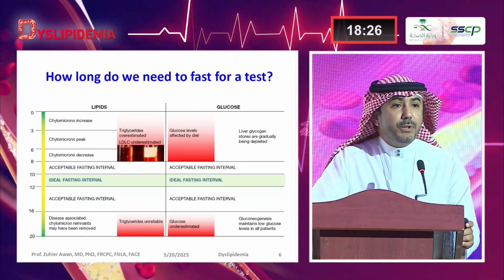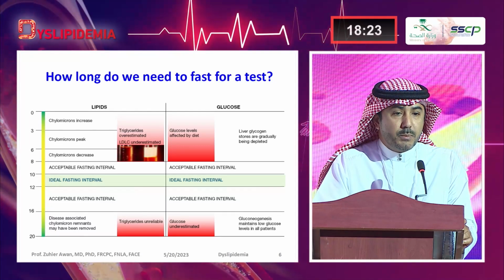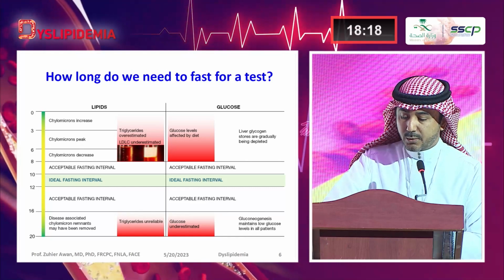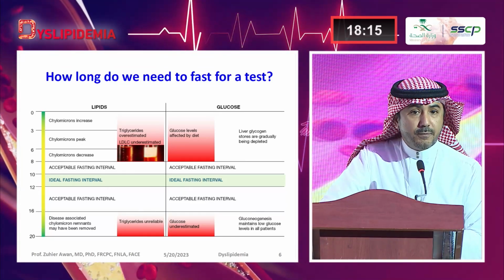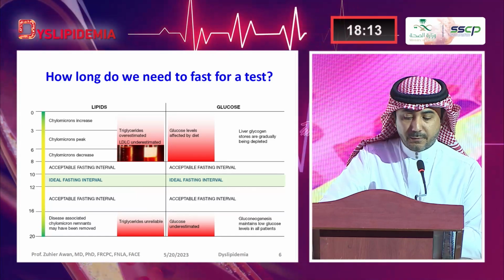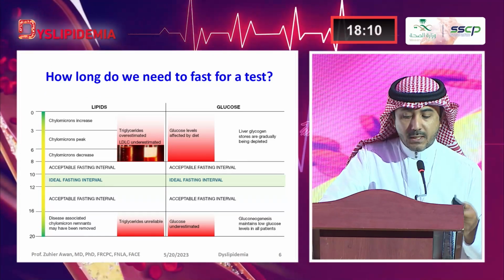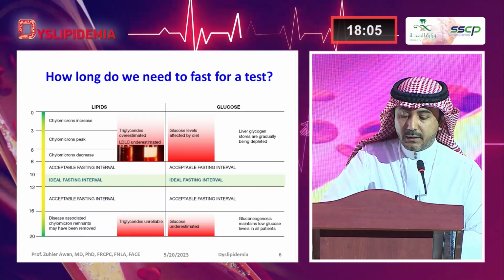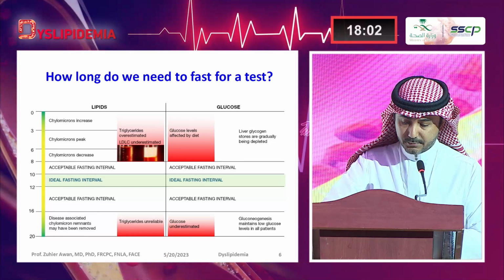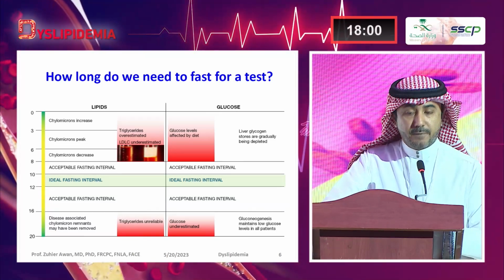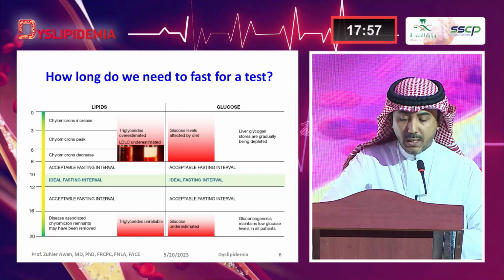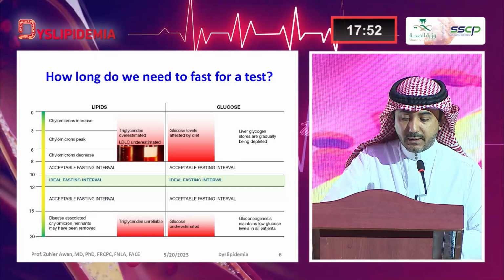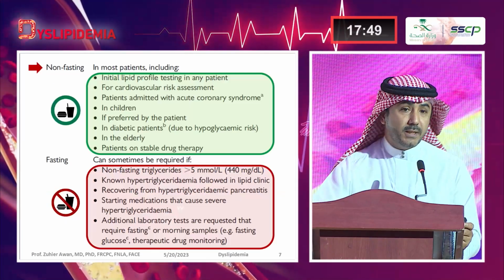So how long do we need to fast the patient for a lipid profile? The ideal fasting interval is between 10 to 12 hours in order to get rid of all the exogenous sources of lipid. If you fast the patient less than this, you have triglyceride overestimation and LDL cholesterol underestimation. And if you fast the patient longer than this interval. But do you really need to fast the patient?